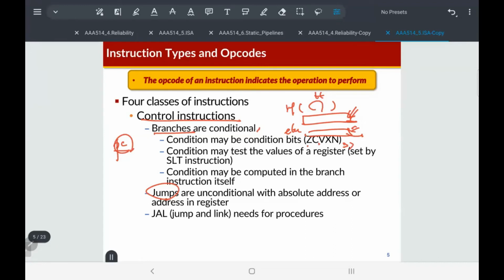And then jump is the unconditional branch, which means that the PC is always updated by the target of the jump instruction. So we need to distinguish the branch and jump instructions, because branches are conditional and jumps are unconditional. So these are the control instructions.